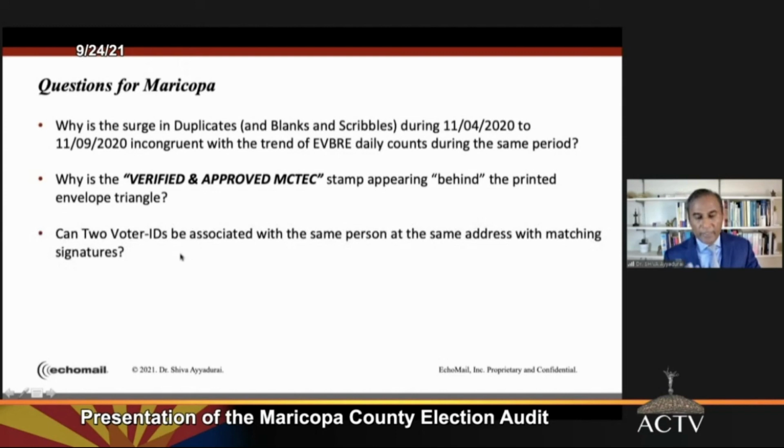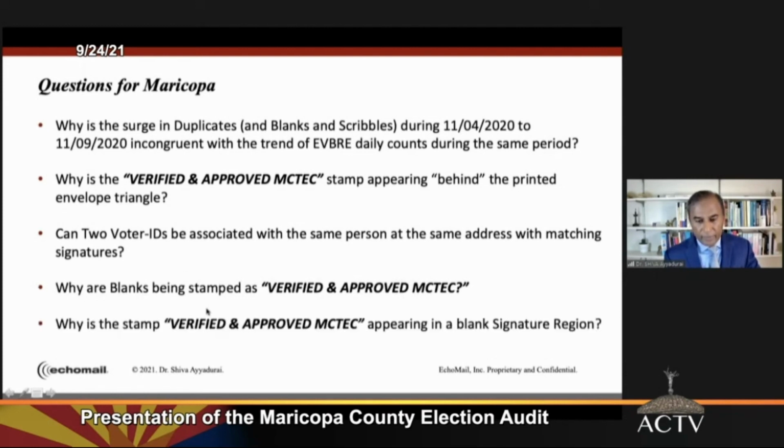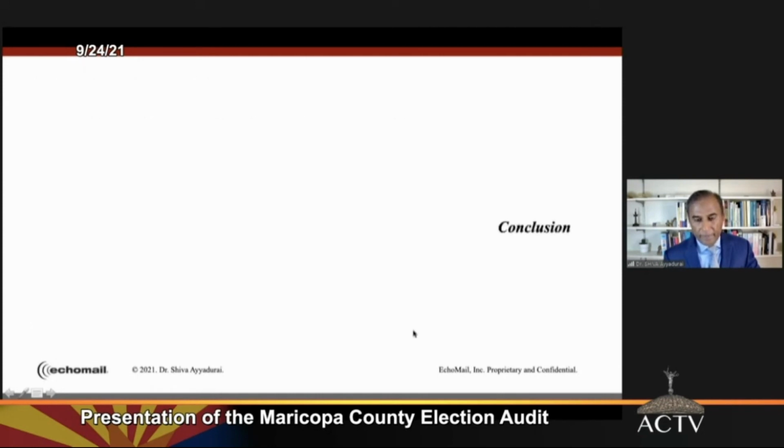And the other question is, can two different voter IDs be associated with the same person at the same address with matching signatures? Is that allowed? And then finally, why are blanks being stamped as verified and approved? And more importantly, why is a stamp verified and approved appearing in a blank signature region? So those are our questions.